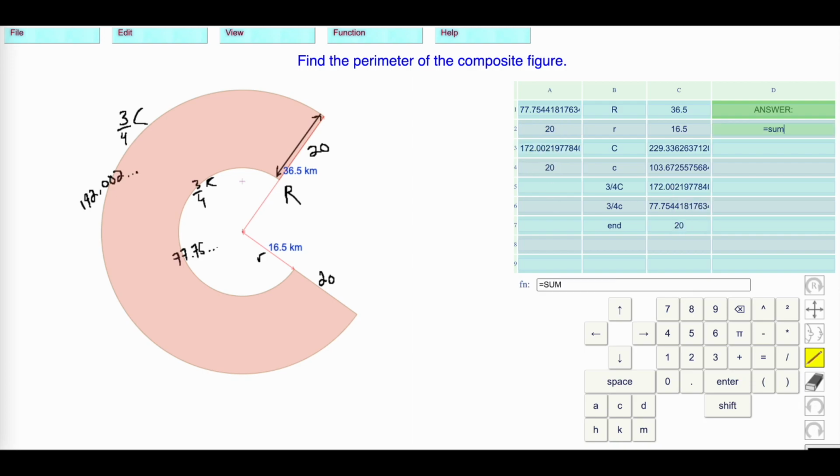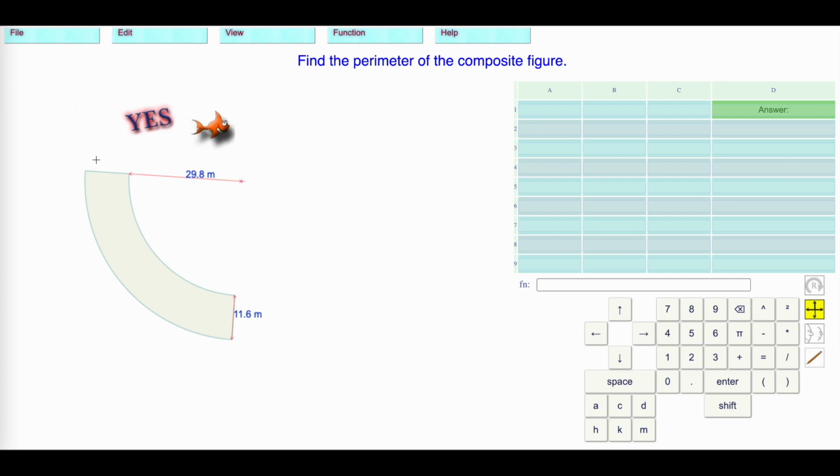The sum of all of these values gives us 289.7566159. It goes on for a while. I'm going to have the 9 tell this 5 to become a 6 kilometers. And that's our answer. Press enter to see if you're right.